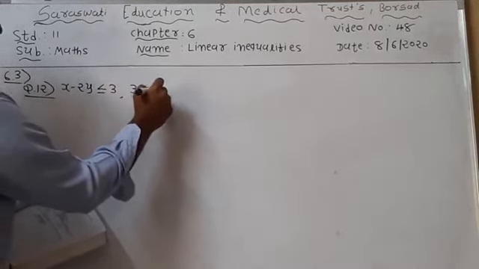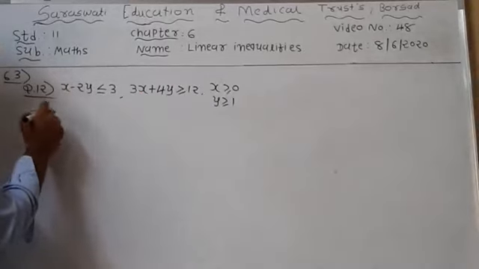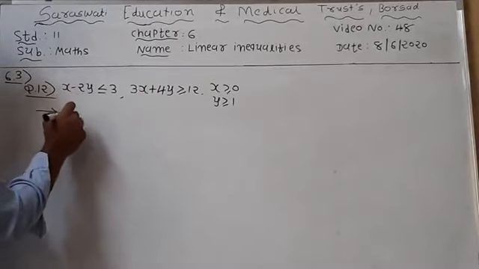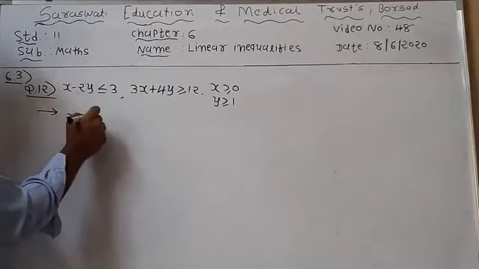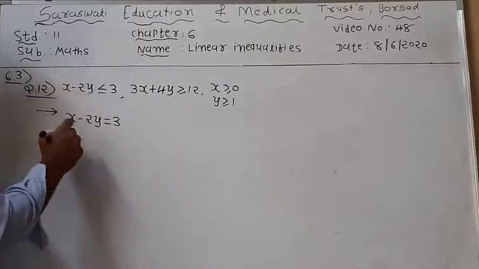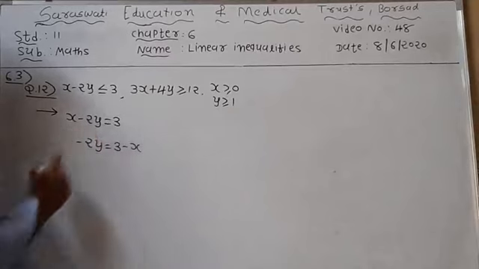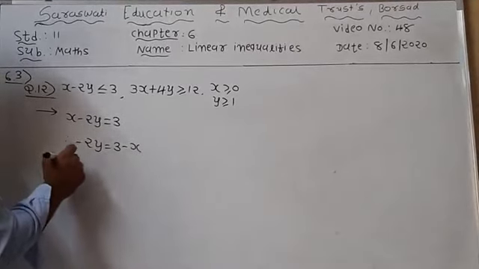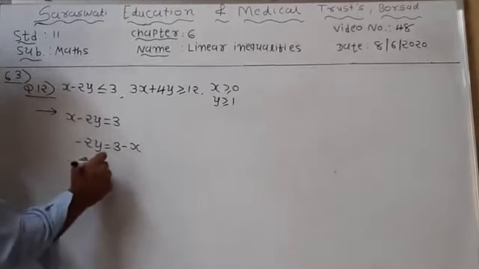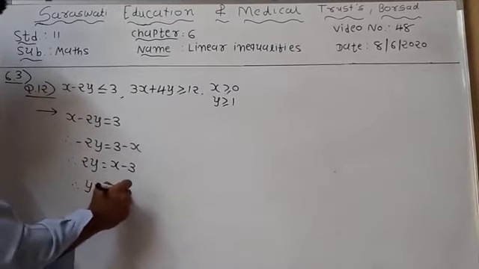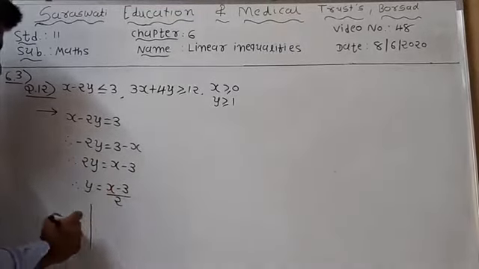So again the same method applies. Here, in place of the inequality, we write equal to. So x minus 2y is equal to 3. Now convert the equation into the form of y, so minus 2y is equal to 3 minus x. Now remove this minus sign, so 2y is equal to x minus 3. Now divide by 2, so y is equal to (x minus 3) divided by 2.